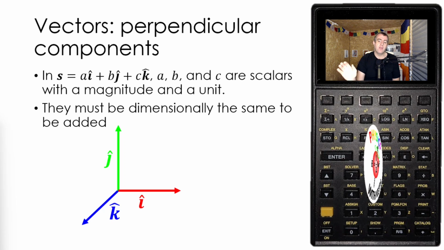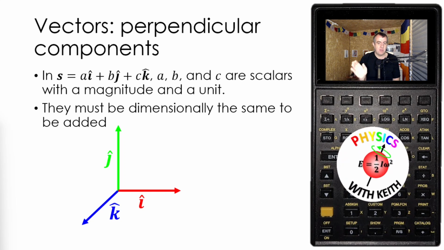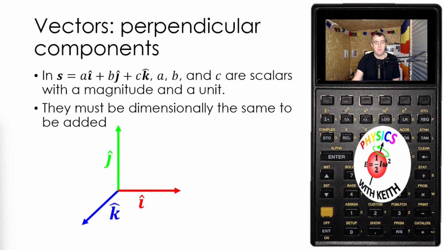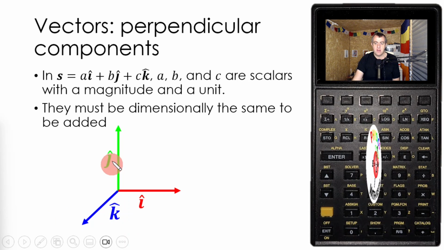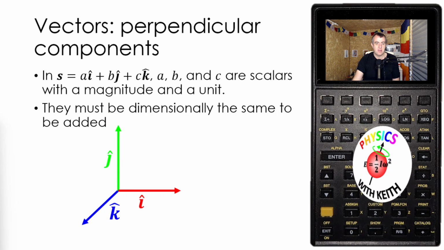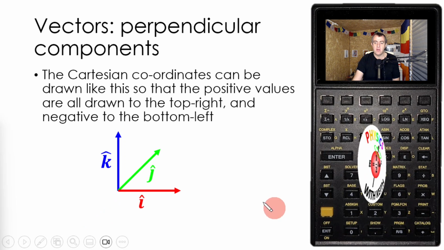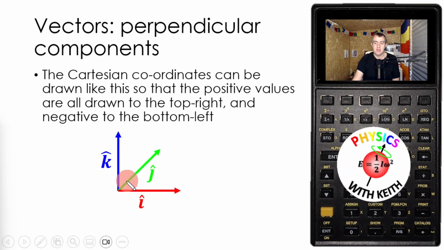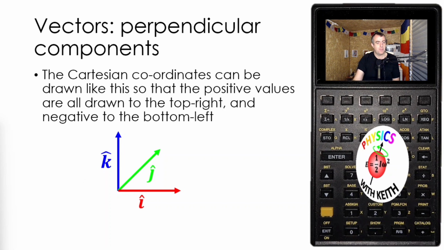So you don't have to draw the Cartesian coordinate system like this. Actually, this isn't always the convenient way to draw it. Instead of drawing the y-axis up and the z-axis towards us, we could actually draw it so that the y-axis is away from us and the z-axis is up.